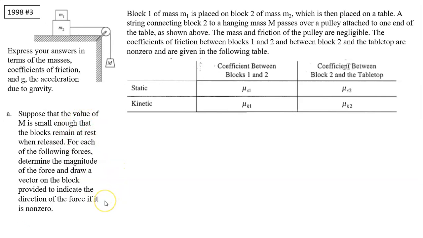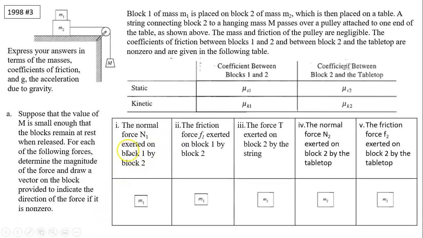Question 1. Suppose that the value of big M is small enough that the blocks remain at rest when released. For each of the following forces, determine the magnitude of the force and draw a vector on the block provided to indicate the direction of the force, if it is non-zero. So here are the situations. Situation number 1, the normal force N1 exerted on block 1 by block 2. The normal force should be going upward to overcome gravity downward, and that magnitude should be equal to gravity on M1, so N1 should be equal to M1g.